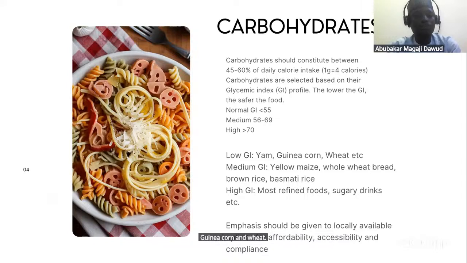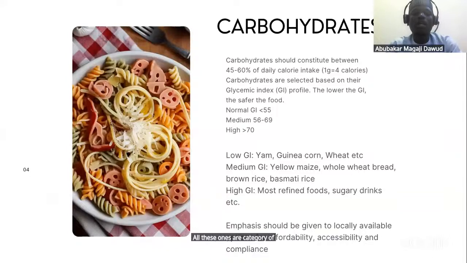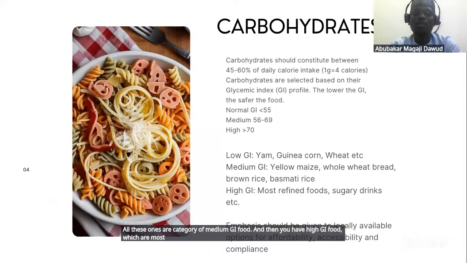Not all low GI foods are whole, unprocessed, as they come from the farm. And then you have medium GI. You have yellow maize, you have whole wheat bread, you have brown rice, and then you have basmati rice. All these ones are the category of medium GI food. And then you have high GI food, which are most of the refined foods we are eating, like semovita, like all these sugary drinks, pasta, white bread. All those processed foods fall under the category of high GI foods.